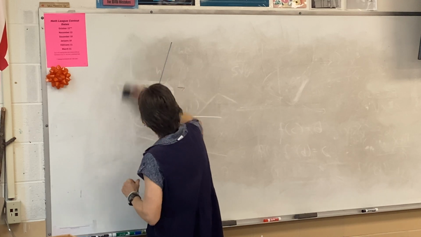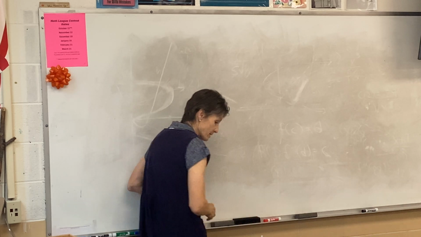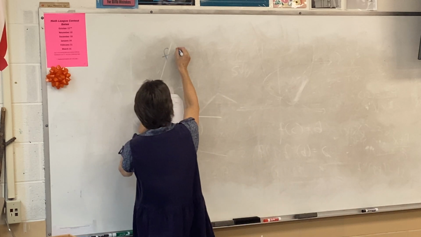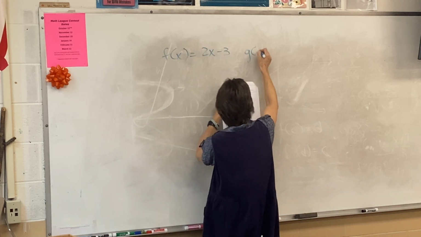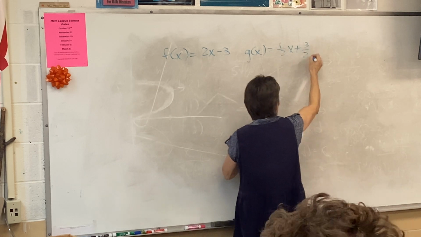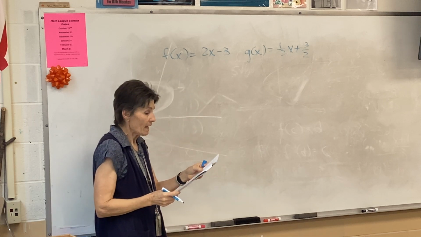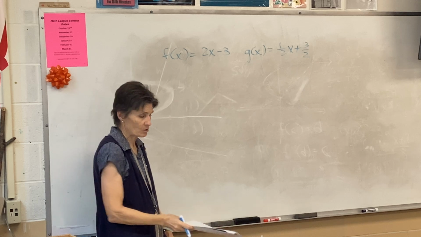So somebody has told you that f of x equals 2x minus 3 and g of x equals 1/2 x plus 3/2. Somebody's told you these are inverses. And your job is to determine if that's true, prove if that's true.